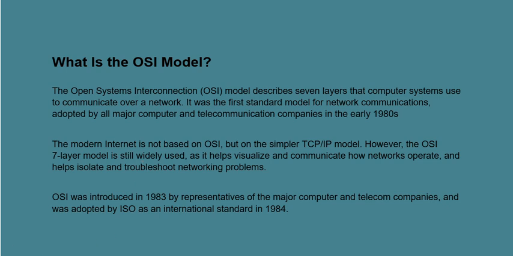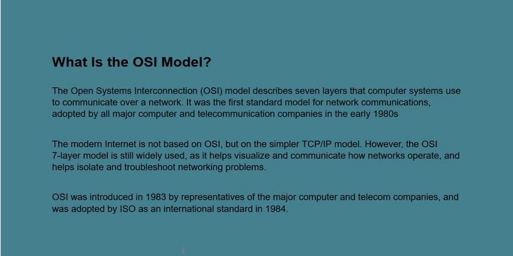The OSI model describes 7 layers that computer systems use to communicate over a network. It was the first standard model for network communications adopted by all major computer and telecommunication companies in the early 1980s. The modern internet is not based on OSI but on the simpler TCP/IP model. Here TCP/IP is Transmission Control Protocol and Internet Protocol.